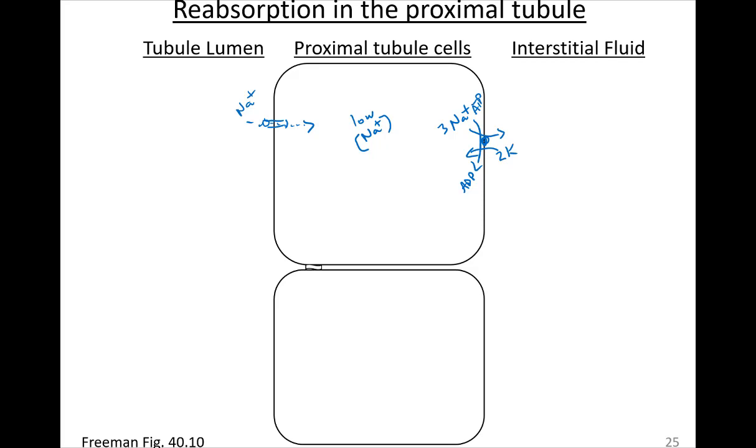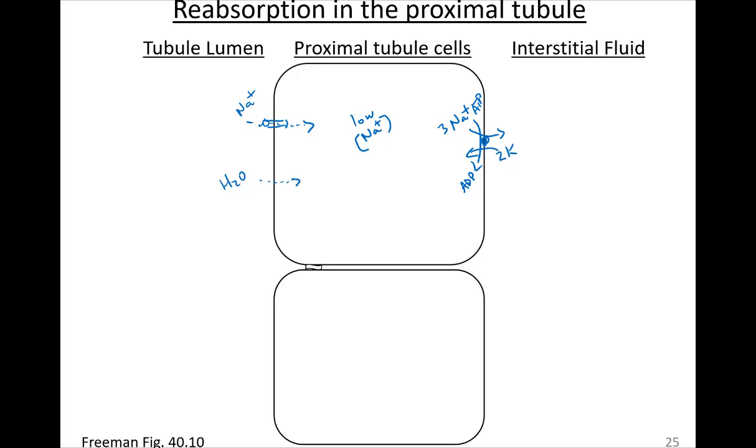Okay, so the movement of sodium out of the lumen will tend to reduce the osmolarity of the fluid in the lumen, just ever so slightly, and that will create a gradient that tends to drive water movement from the lumen into the proximal convoluted tubule cells, and then subsequently into the interstitial fluid.